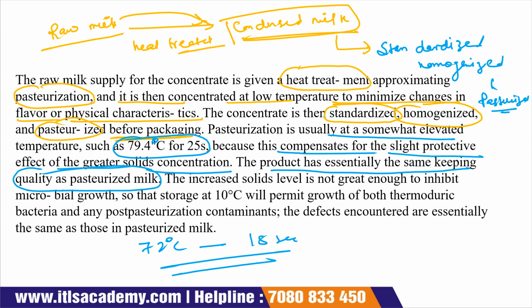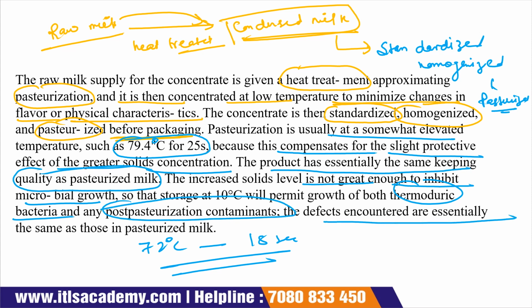The increased solid level is not great enough to inhibit microbial growth. So that's why it should be stored at 10 degrees Celsius, which permits the growth of both thermoduric bacteria and any post-pasteurization contaminant. Then the defects encountered are essentially the same as those in pasteurized milk.